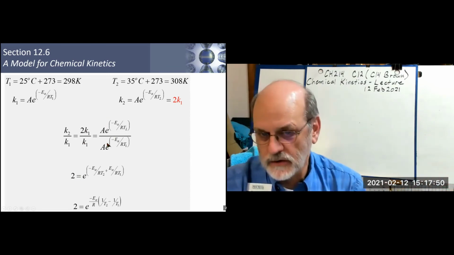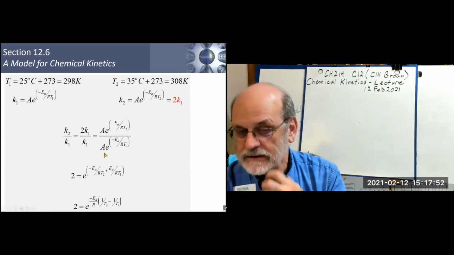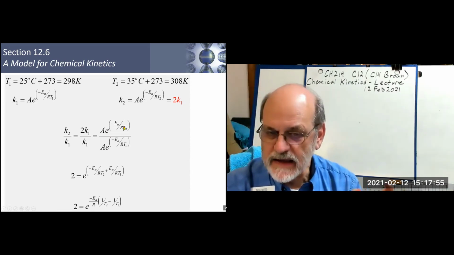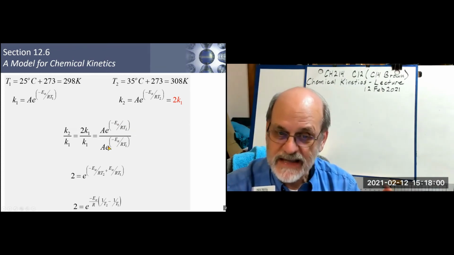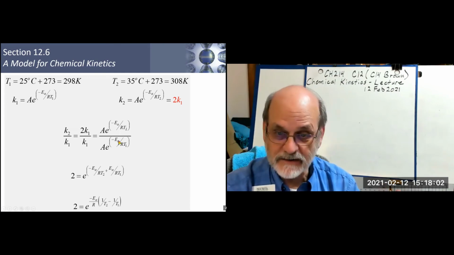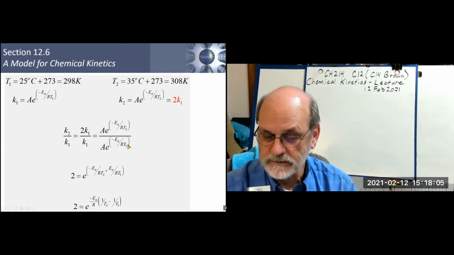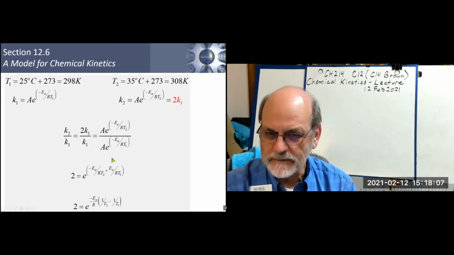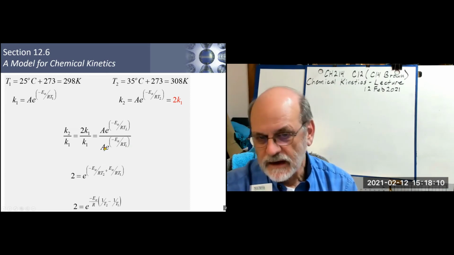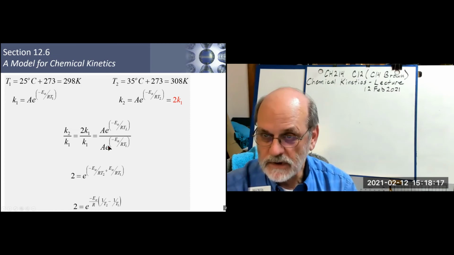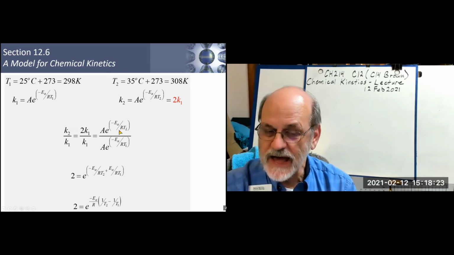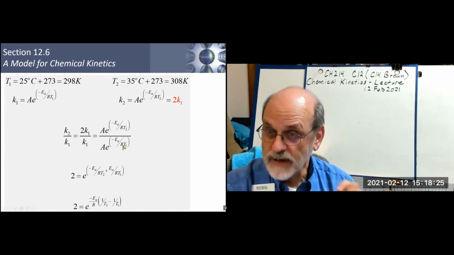And the A's cancel. So now what do we have? We've got a power of e here with one temperature and activation energy, and we've got a power of e here with the same activation energy, but a different temperature. So how do you resolve that? Well, as it turns out, this power in the denominator is the same base as this one. So we can combine the two. We just have to combine the powers.